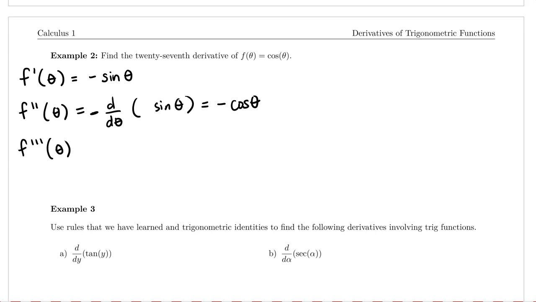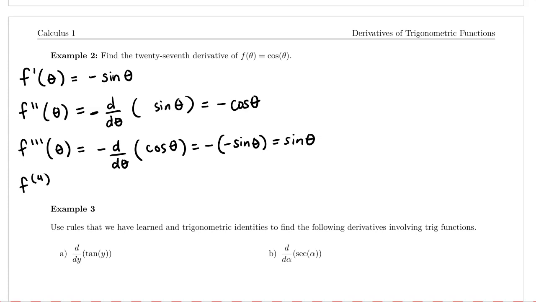So now we have to take the derivative of negative cosine of theta. And I can pull out the negative sign. So now we are taking the derivative with respect to theta of cosine of theta, which would be negative sine of theta, which would be sine of theta. And now I'm taking the fourth derivative. And the derivative of sine of theta, that is just cosine of theta. Oh wait, that's the function that we started with.